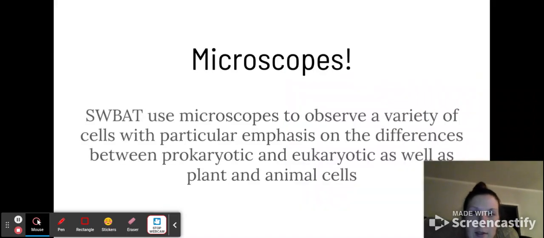Hey everyone, this is our lesson on microscopes, and by the end of this lesson you should be able to use microscopes to observe a variety of cells with particular emphasis on the differences between prokaryotic and eukaryotic as well as plant and animal cells. So we should be able to see the specific structures that classify or identify those types of cells.